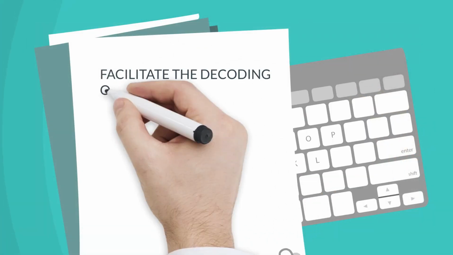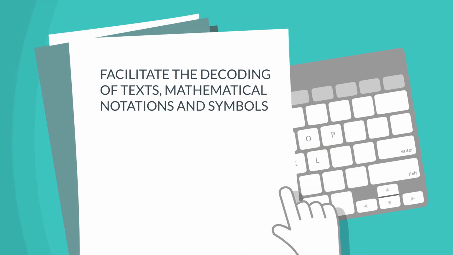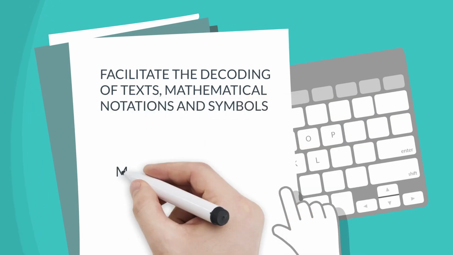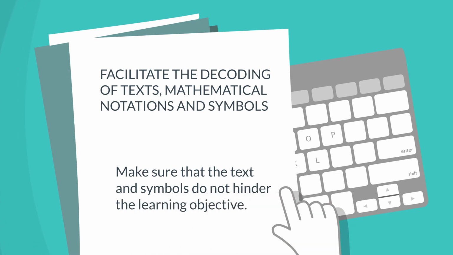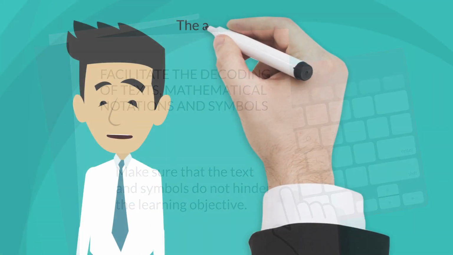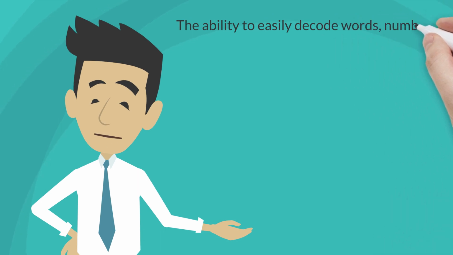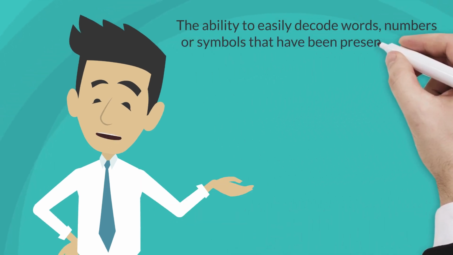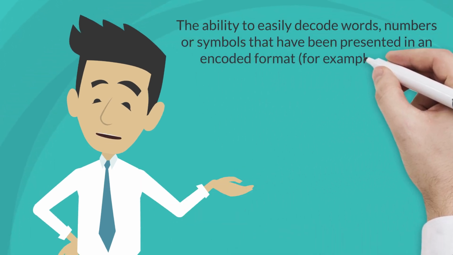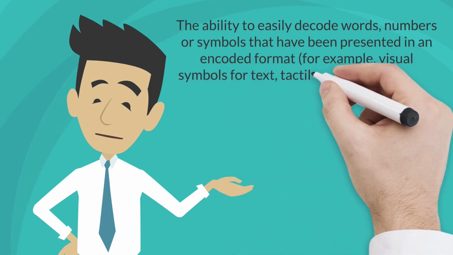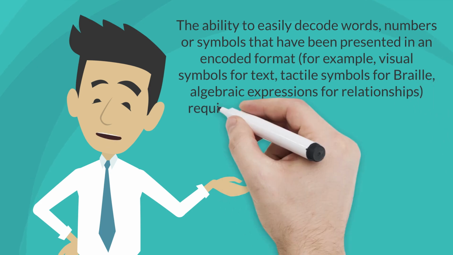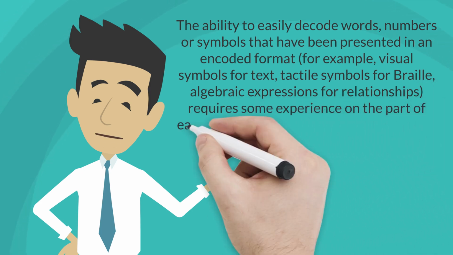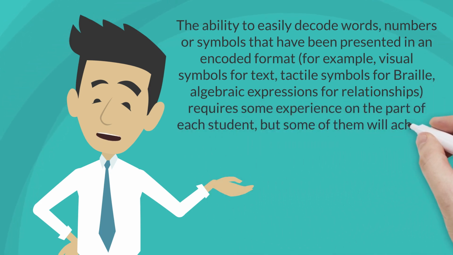Facilitate the decoding of texts, mathematical notations, and symbols. Make sure that the text and symbols do not hinder the learning objective. The ability to easily decode words, numbers, or symbols that have been presented in an encoded format, for example, visual symbols for text, tactile symbols for Braille, algebraic expressions for relationships, requires some experience on the part of each student, but some of them will achieve their automation faster than others.